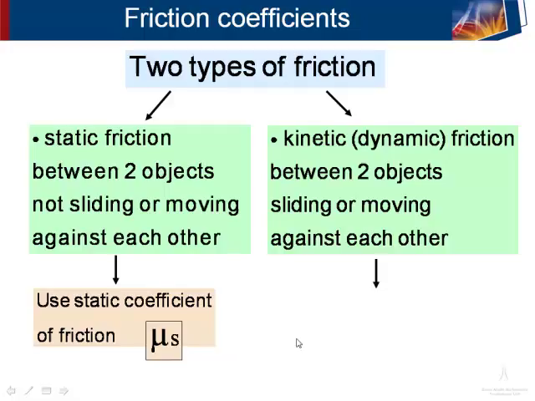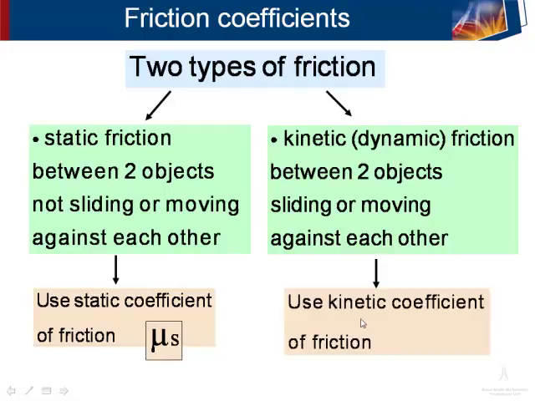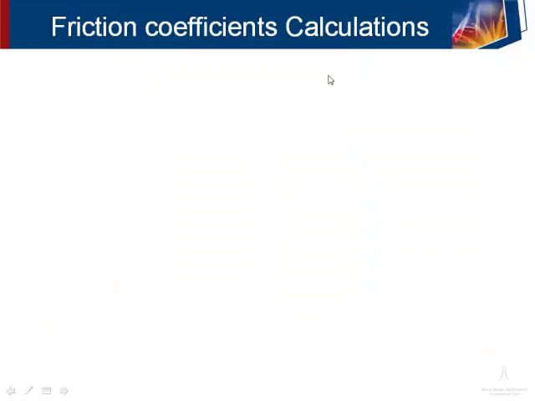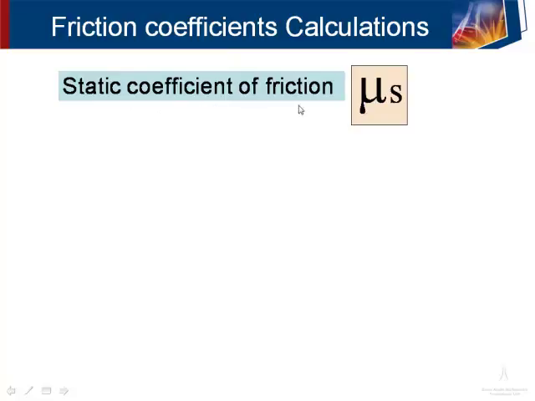For kinetic friction, we use a kinetic coefficient of friction represented by the following symbol with a subscript K. Static coefficient of friction and kinetic coefficient of friction. In calculations of friction, we use the frictional coefficients. The static coefficient of friction, represented by this symbol, is used in the following equation.